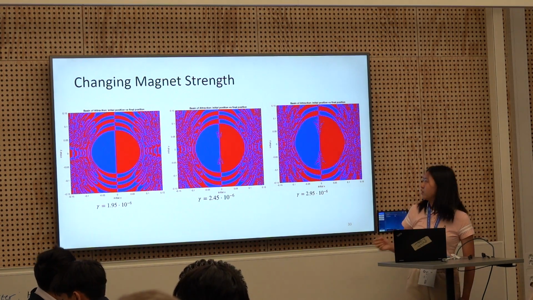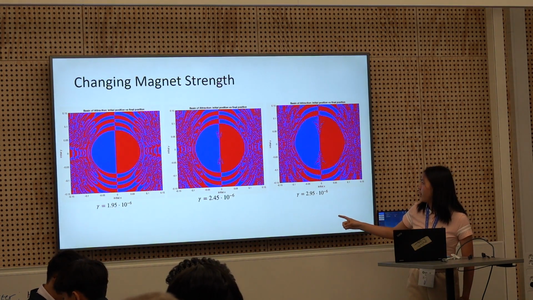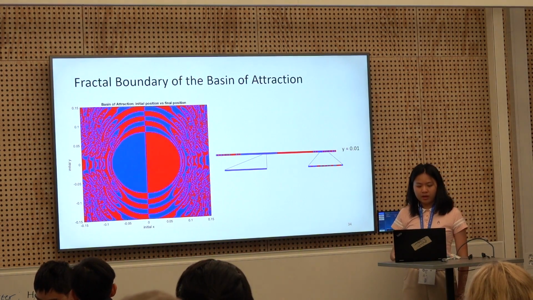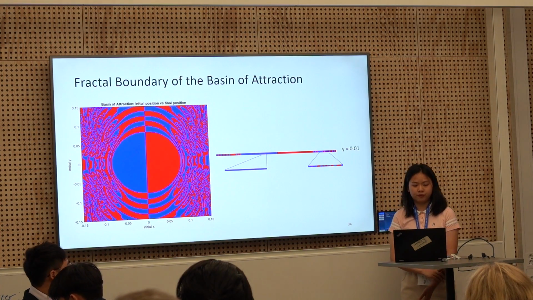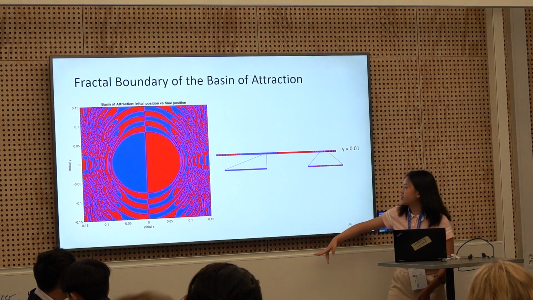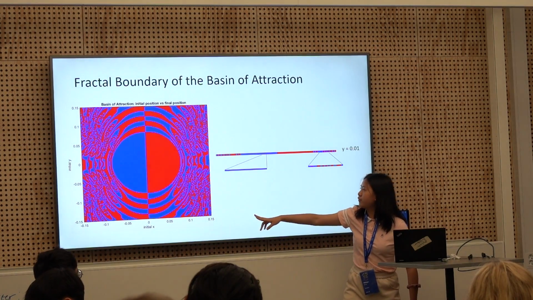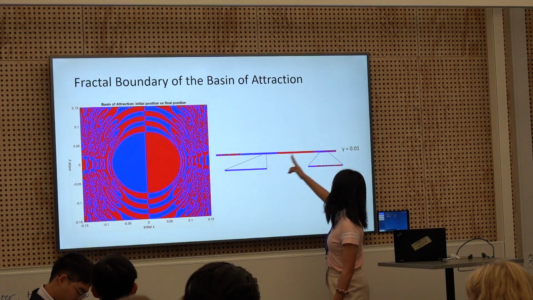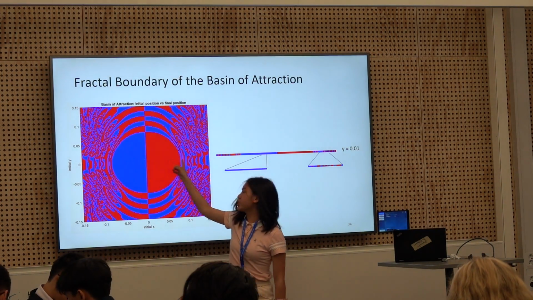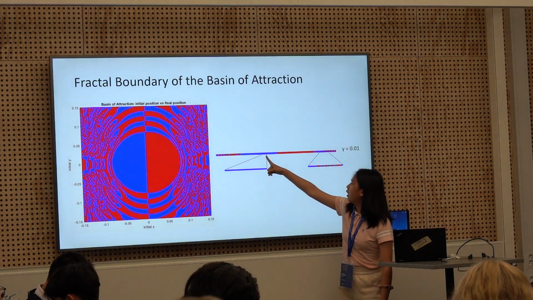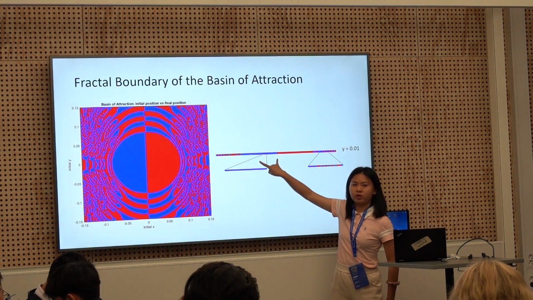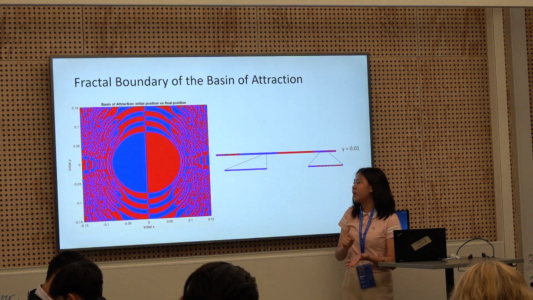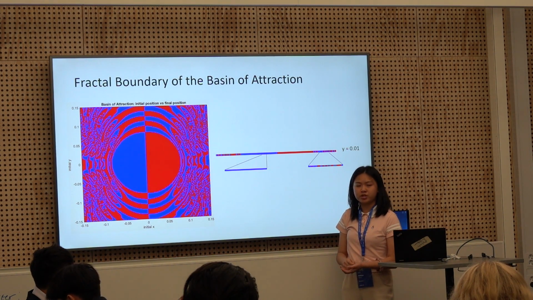And we also changed magnetic strength. When the strength is higher, the stable region is bigger. And we also considered the fractal, like the cross section of the basin of attraction graph, which shows how chaotic it is. So as you can see, we take a cross section along the y direction, and in the middle part, it was whole blue or whole red, which means when you change the initial position a little bit, the final position will change a lot.